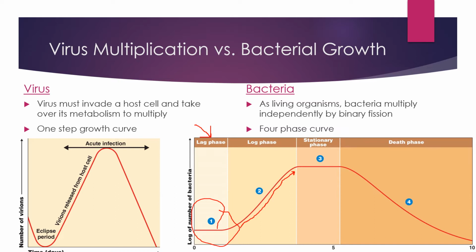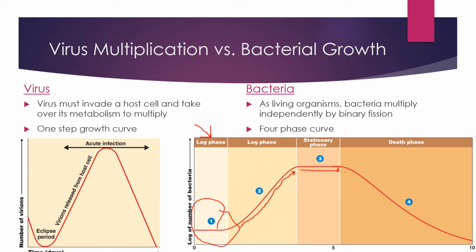Eventually, as wastes build up and available nutrients decline, the curve begins to show a plateauing in the number of cells in the culture. This is because the number of bacteria growing is roughly equal to the number of bacteria dying.